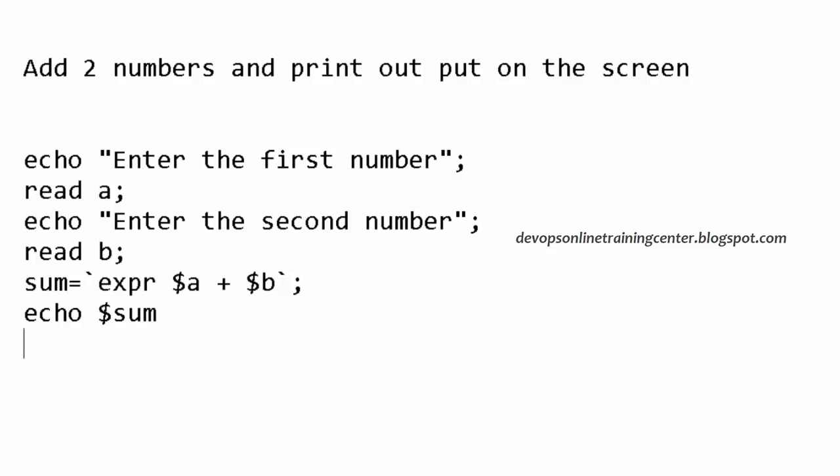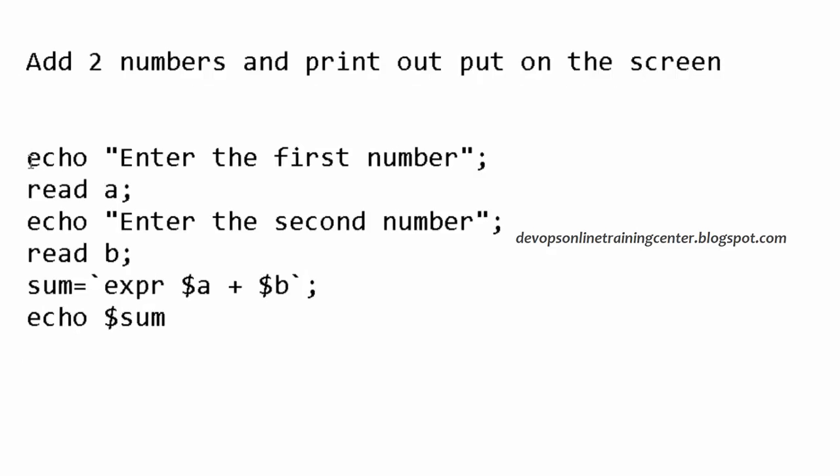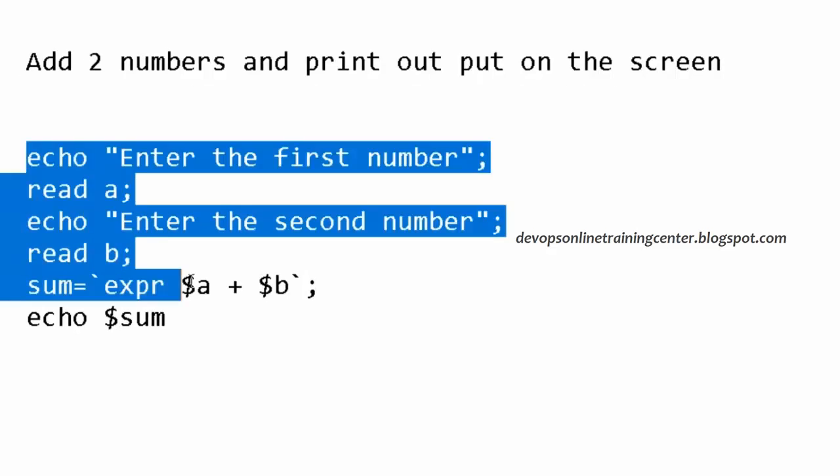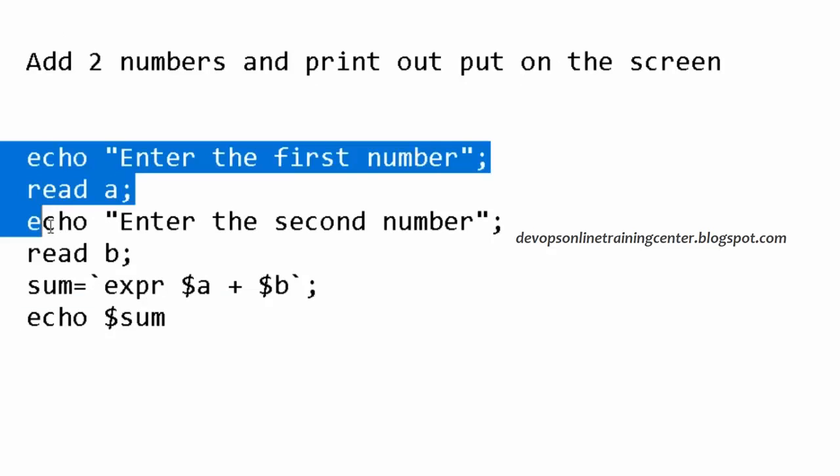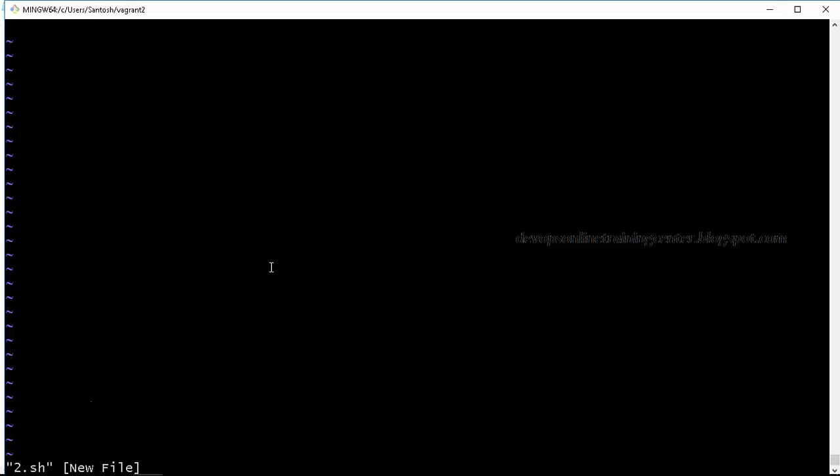We are taking two numbers from the keyboard. Enter the first number, the user enters something. Enter the second number, the user enters the second number. That value we are storing inside a variable called A and another variable called B. Now we just want to add the two numbers. Simply we cannot add it. We have to use a command called expression for performing any arithmetic operation. So same thing, we'll try to execute it on the machine and see how it works, right?